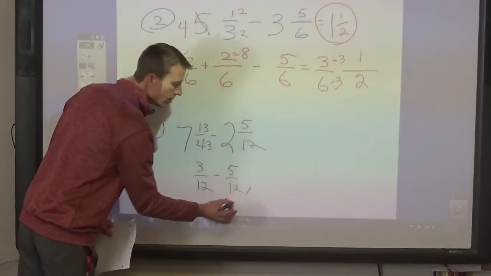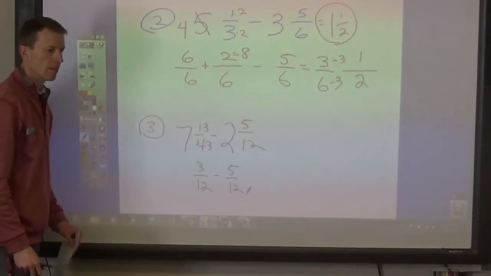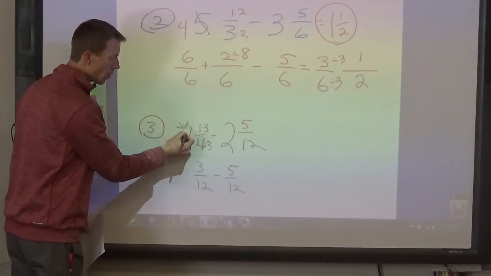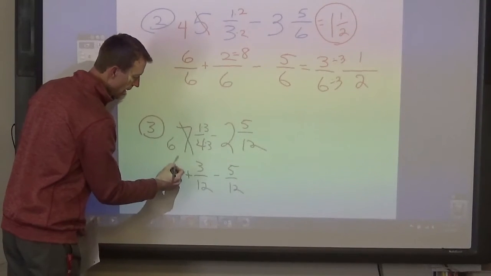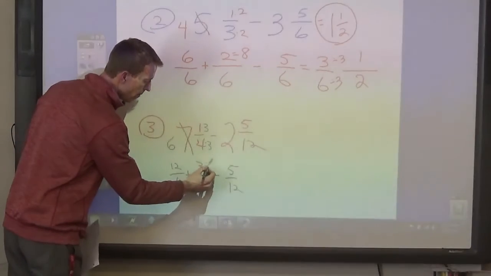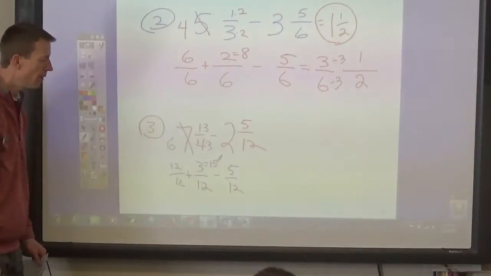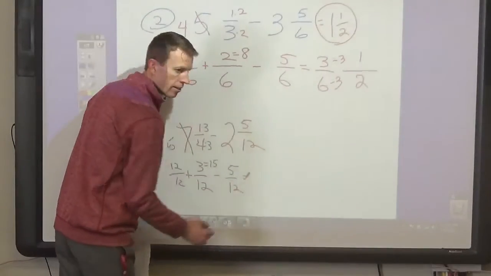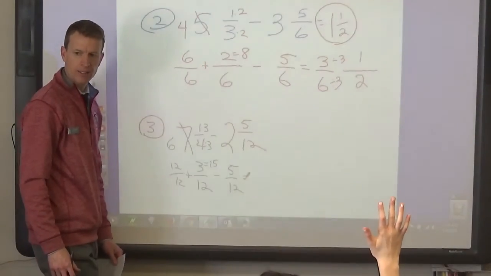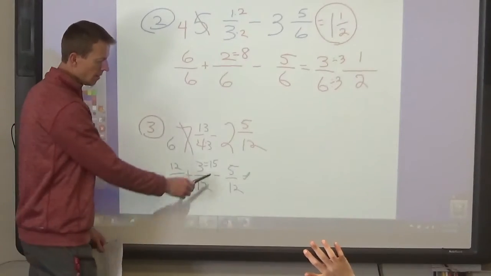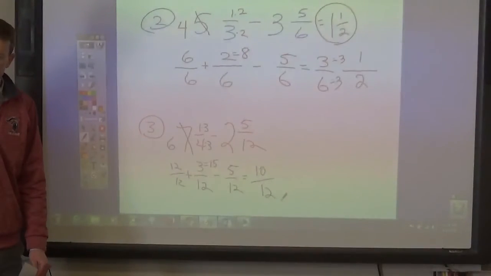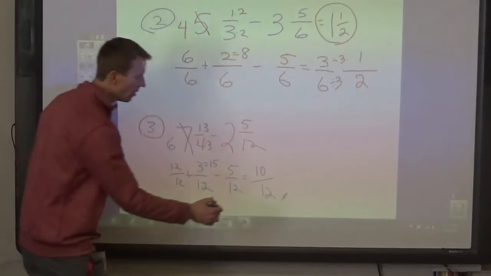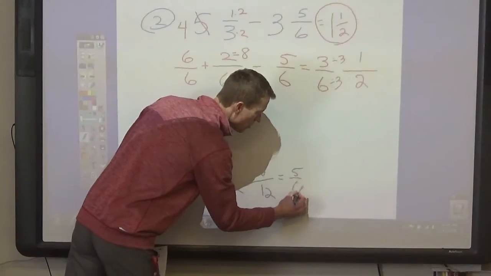Can we do that? Tyler? No. Nope. So then we have to cross out the whole and then make it 15. Yeah, so we add 12 to get 15. 15 minus 5 is what? Andreas? 10. Yep, 10 twelfths. Which we have to reduce to what? 5/6. Good. Now that's in lowest terms.